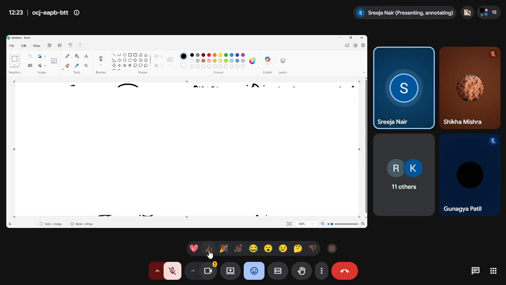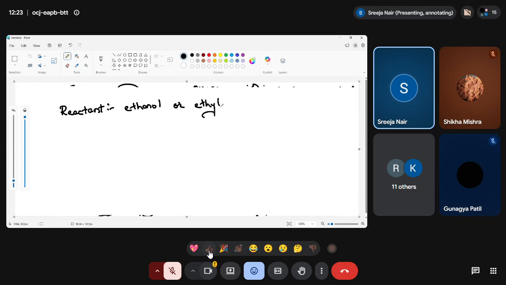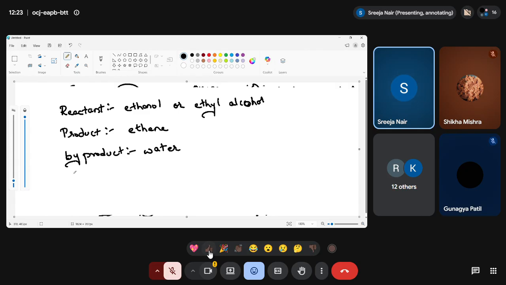Okay, so that I can write it here clearly. As I've told you, we have written the reactant, that is ethanol or ethyl alcohol. The next one is the product. The product is ethene. The next one is byproduct, which is water. Byproduct is water.